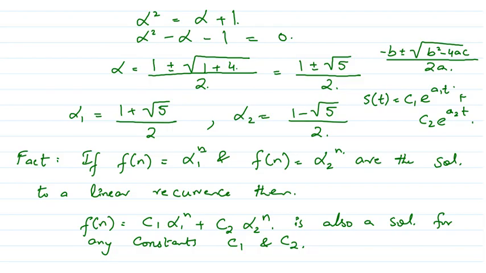And the next job is to find these c1 and c2, basically with the help of initial conditions. So against these two roots, alpha 1 and alpha 2, what will be our generalized solution?